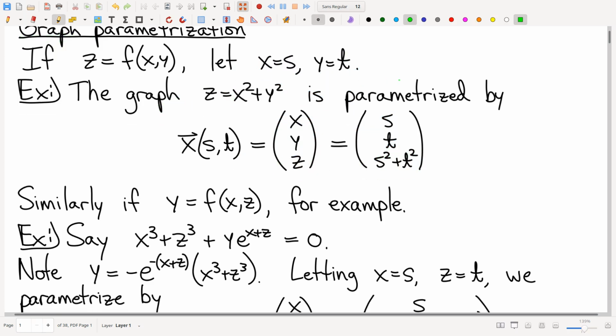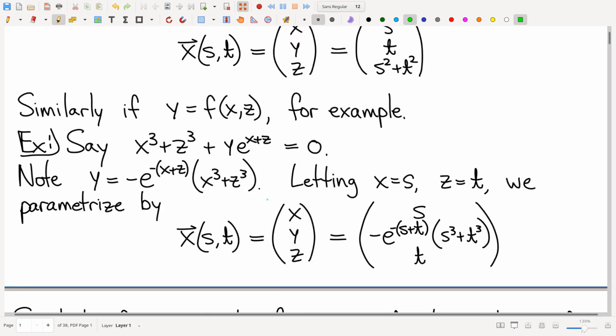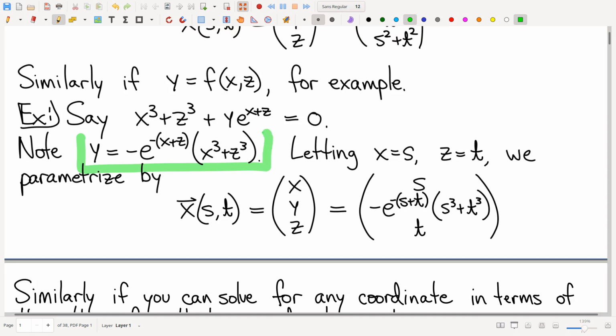There's nothing magic about the alphabetical order. The last alphabetical order variable doesn't have to be a function of the first two. You can put them in whatever order you like. So, for example, if y is a function of x and z, all good, no problem. So let me skip over one detail here and start with this right here. Notice we have a graph. Y is a function of x and z. So this is a graph. My input variables are x and z. We let those be our parameters.